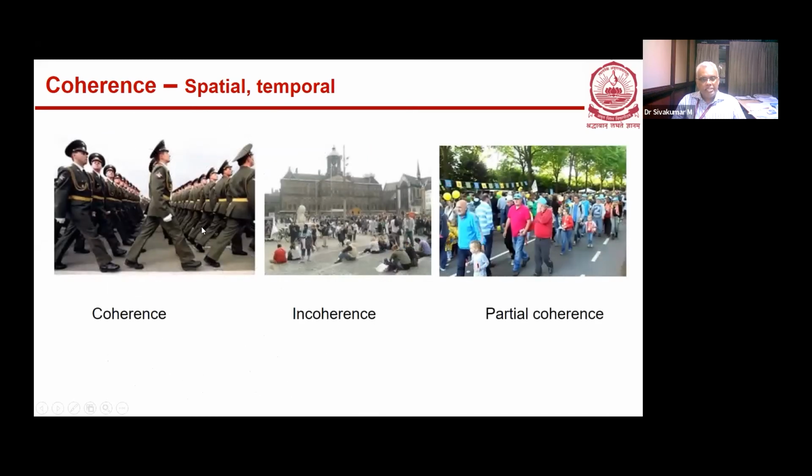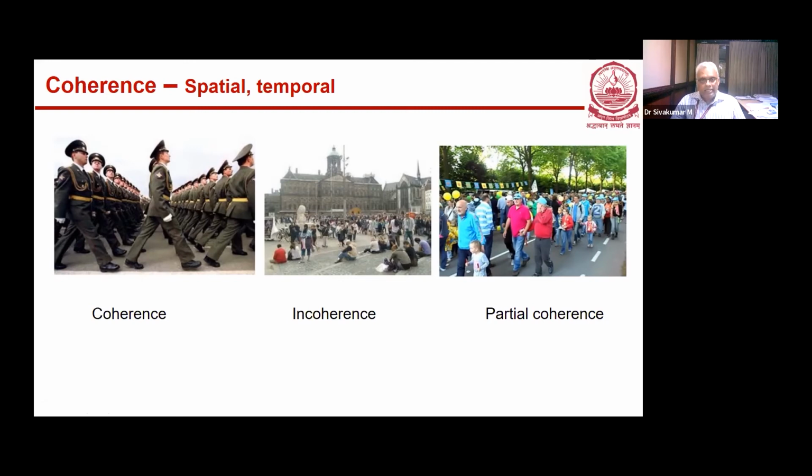You can see this is called coherence. And you see incoherence, where the people are in random directions and are not at all in a coherent way. And this is partial coherence. You can see that some people are following something, but some people are not following these rows. So this is partial coherence. These are just to understand what we mean by coherence.